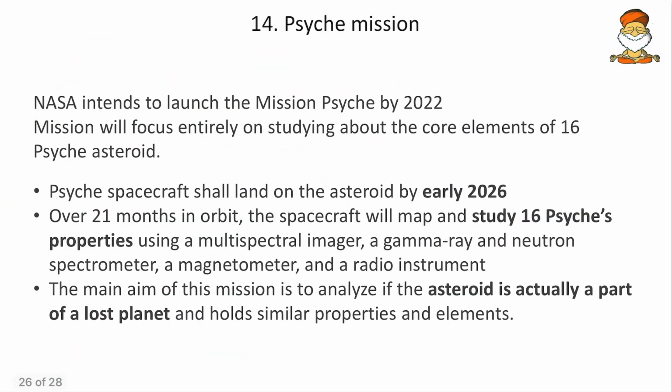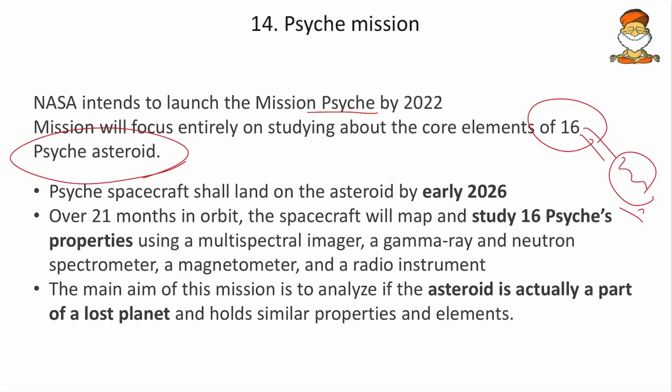Then the Psyche mission, however you want to pronounce it. NASA intends to launch the mission Psyche by 2022, and the mission will focus entirely on studying the core element of the 16 Psyche asteroid. So 16 Psyche is the name of an asteroid. And this Psyche spacecraft shall land on the asteroid by early 2026. So the name of the mission and the name of the asteroid are both the same.